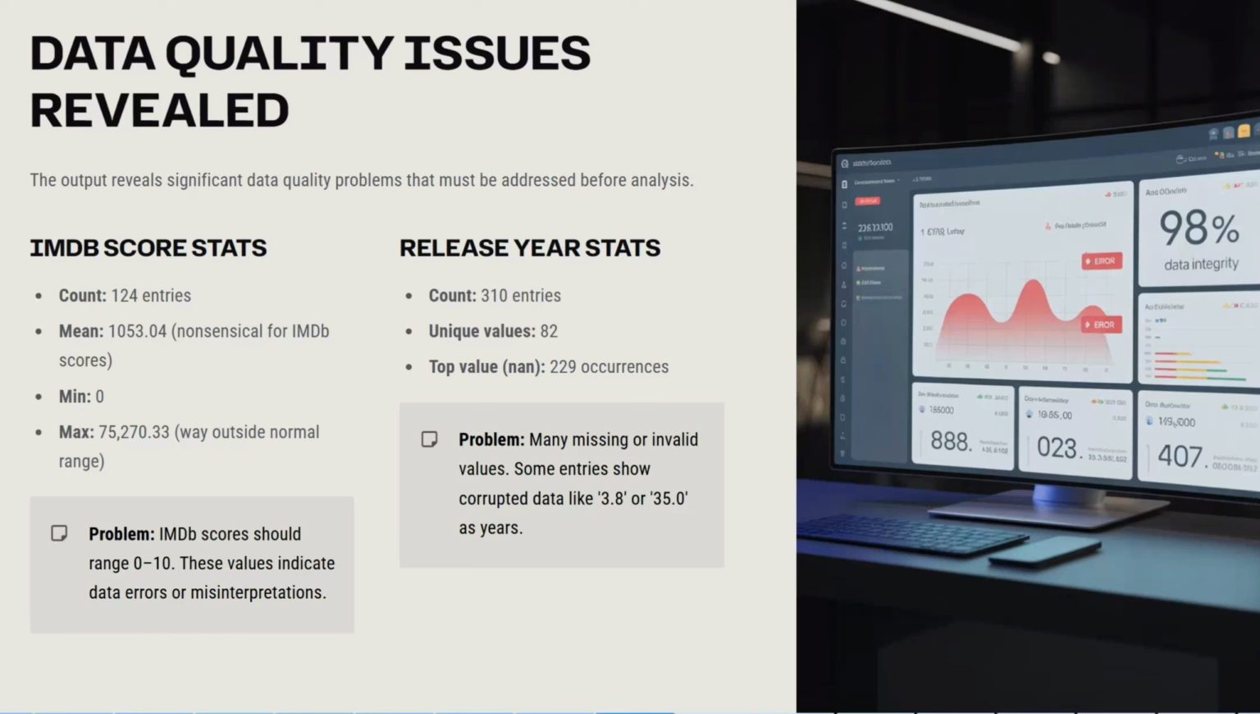The release year counts 310 entries. The unique value is 82. The top value is none, which means 2 to 9 occurrences. This indicates many missing or invalid years. Other values include various years. Some are unexpected, like 3, 8, 35, and 50, something like that.